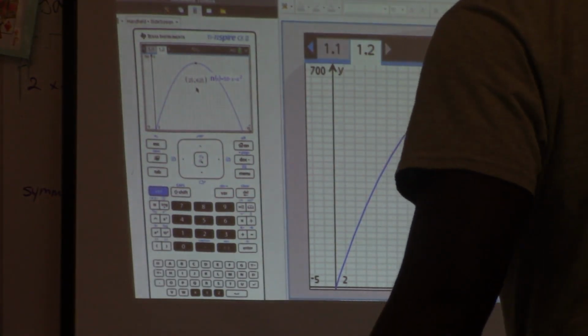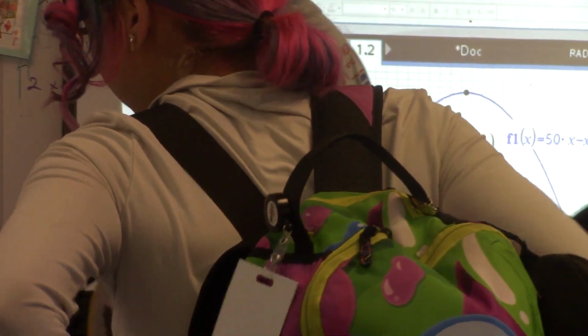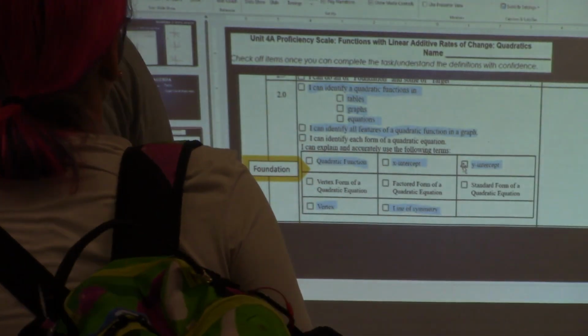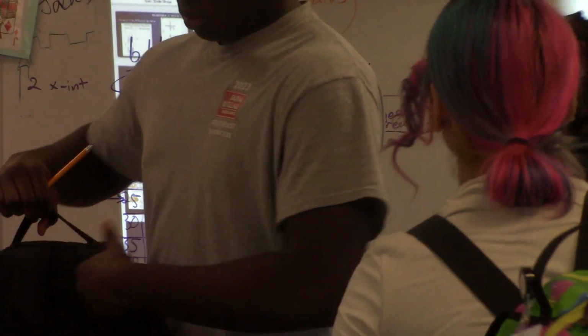Make sure you go ahead and start looking over your notes. You need to know what a quadratic looks like. You need to be able to identify what a quadratic looks like in tables, graphs, and equations.